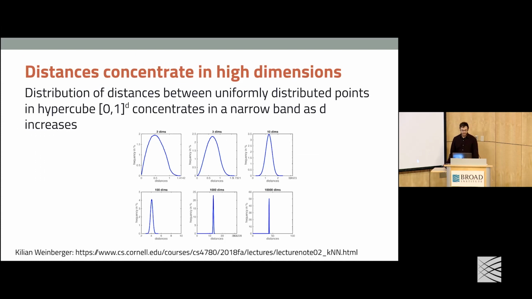And one of the consequences of this is that the distribution of distances between points in the high-dimensional space concentrates in a narrow band. So, this is sampling points uniformly from a hypercube between 0 and 1 in 2 dimensions. You have a pretty good distribution of distances. But as the number of dimensions of the hypercube goes up, all of the pairwise distances between these uniformly sampled points concentrates in a very narrow band. So it's kind of an example of the paradoxical properties of distances in really high-dimensional space.